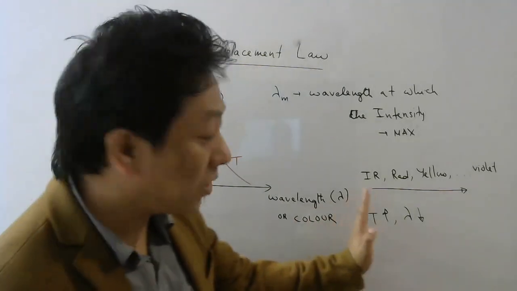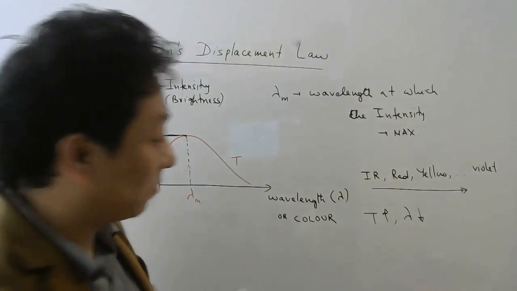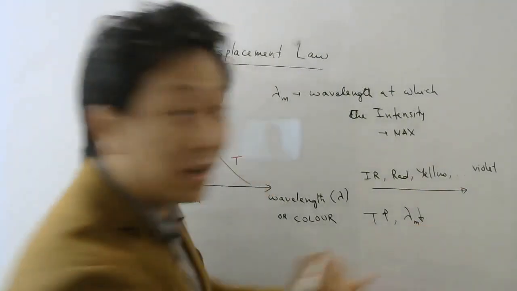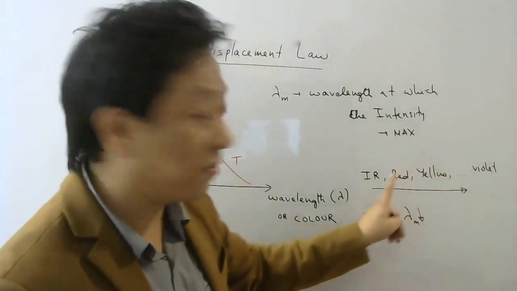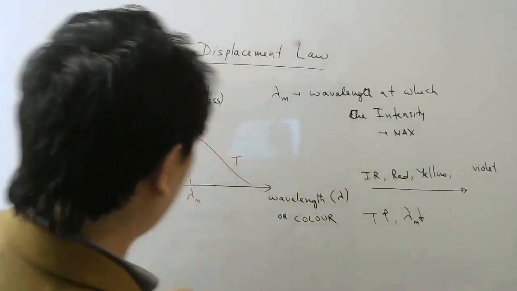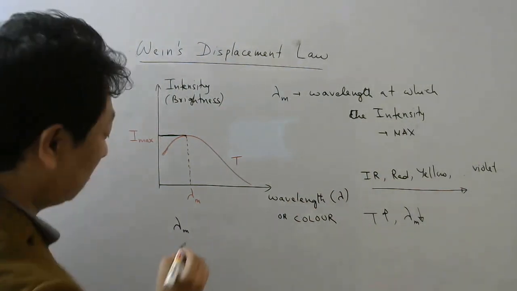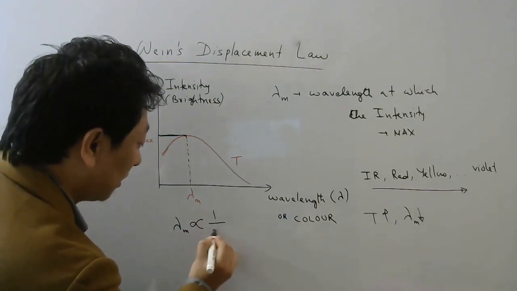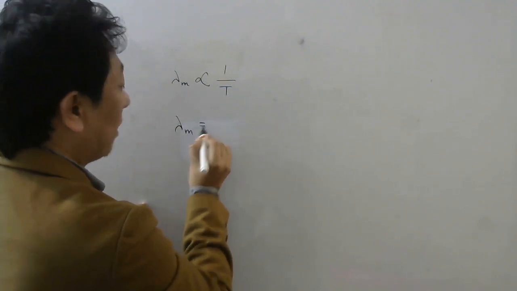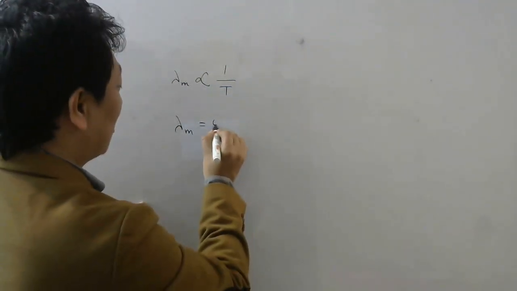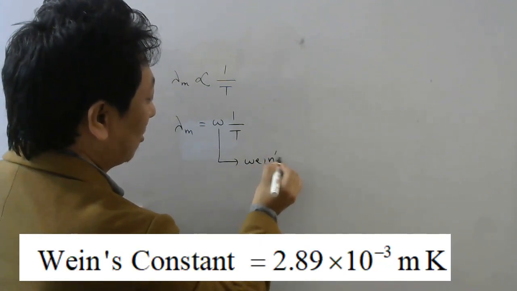Okay. So, as we increase the temperature, the wavelength at which intensity is maximum, that wavelength lambda m, will decrease, because the wavelength of violet is much smaller than the wavelength of red. Therefore, what we learned is that the wavelength at which intensity is maximum is inversely proportional to temperature. Now, when you remove the proportionality and make it equal to, a constant should come, right? That constant we write as W and we call it, obviously, Wien's constant.